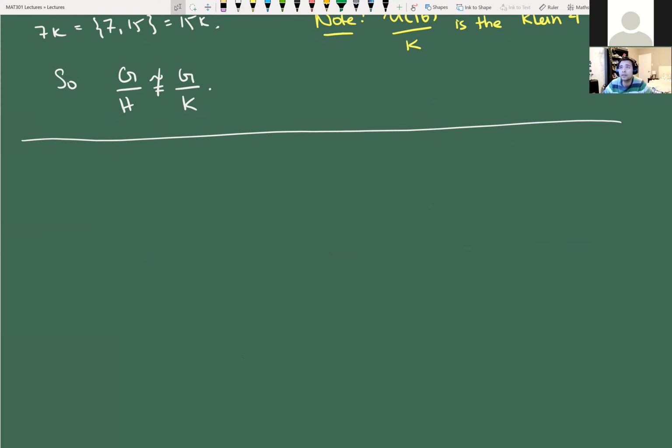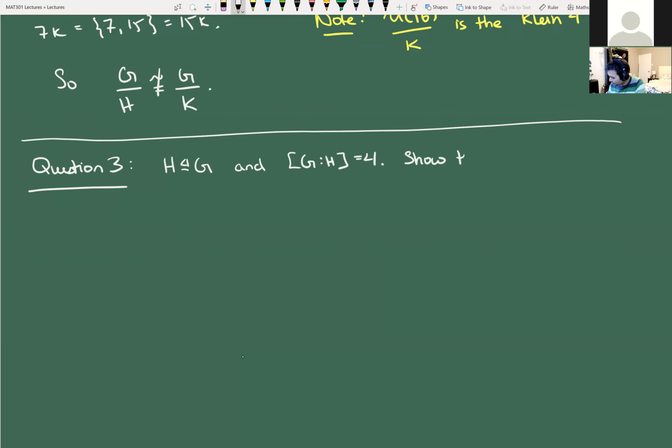All right. So I'm going to skip 2, but maybe we'll come back to 2 if there's time. 2 is just, again, kind of computational. Let's do 3. Okay, so question 3. This is a nice one. This one's actually really easy, but I think it looks really scary. So that's something to keep in mind. So H is a normal subgroup of G, and we're told that the index of H in G is 4, right? Show that g to the 4 is in H for all g.